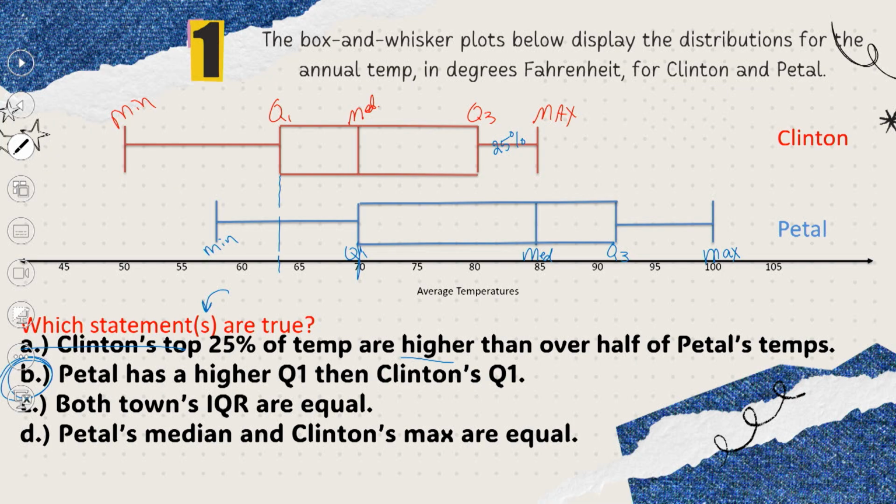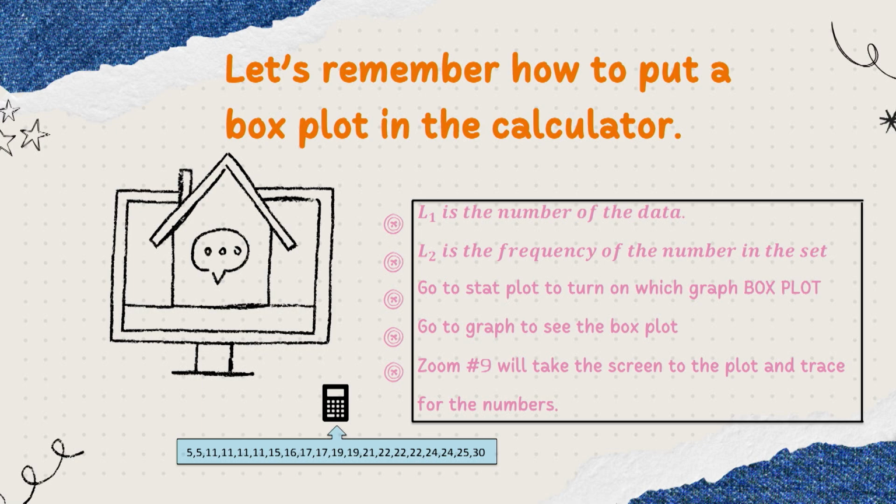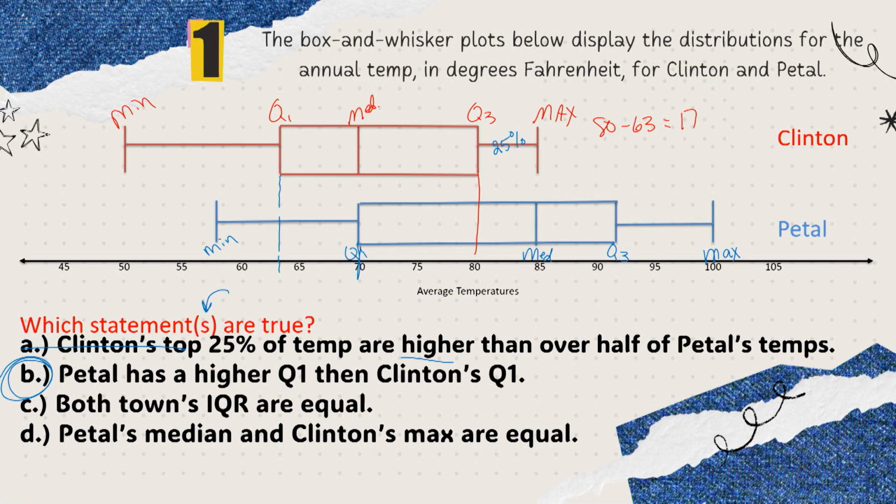Let's go back to red. So I've got 80 and I've got, we said, 63. When I take that 80 and subtract that 63 from it, I get 17. Then let's look at our IQR for Petal. We've got about 92, and this one's going to be about 70. When I take that 92 and subtract that 70 from it, I get 22. Well, they are no way near equal. So this is not the answer.